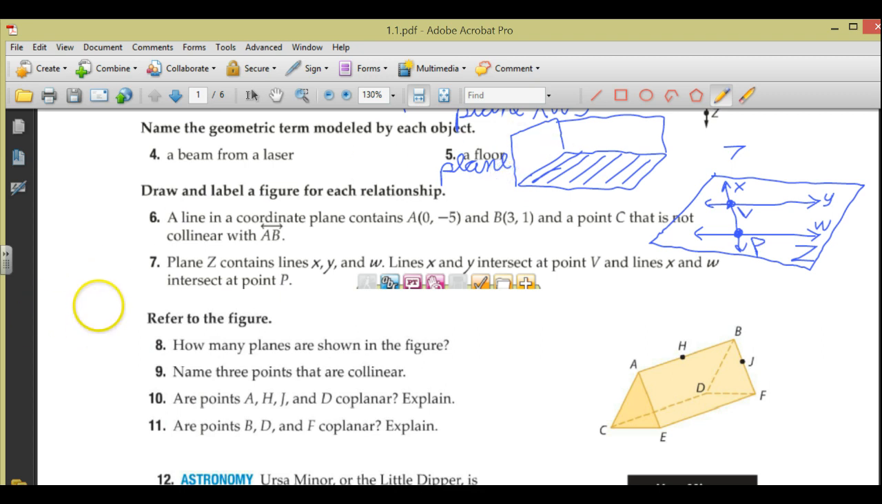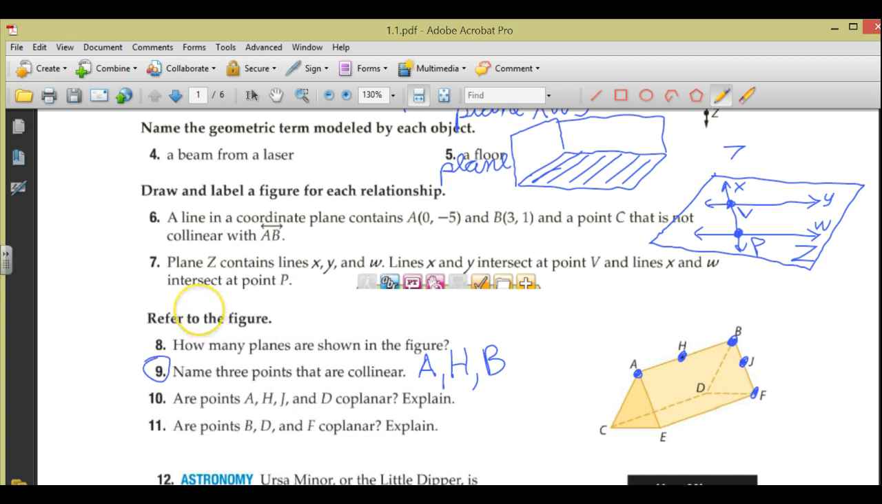Number 9, name 3 points that are collinear. So 3 points that are on the same line. We could say that A, H, and B are all on the same line, or B, J, and F. So there's different answers that we could have. I'm just going to say the first one there. So point A, H, and B will work for us.